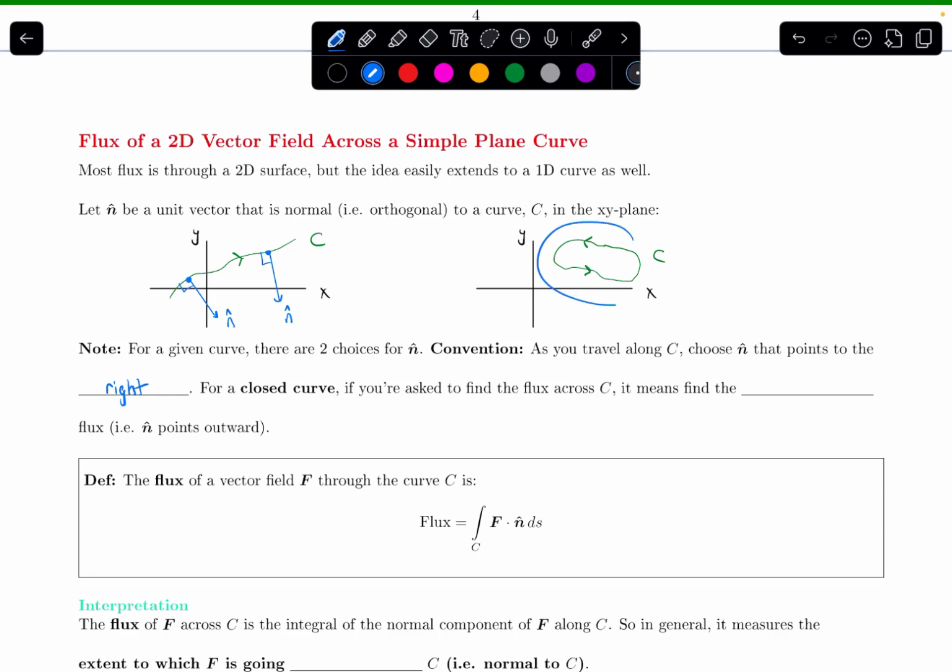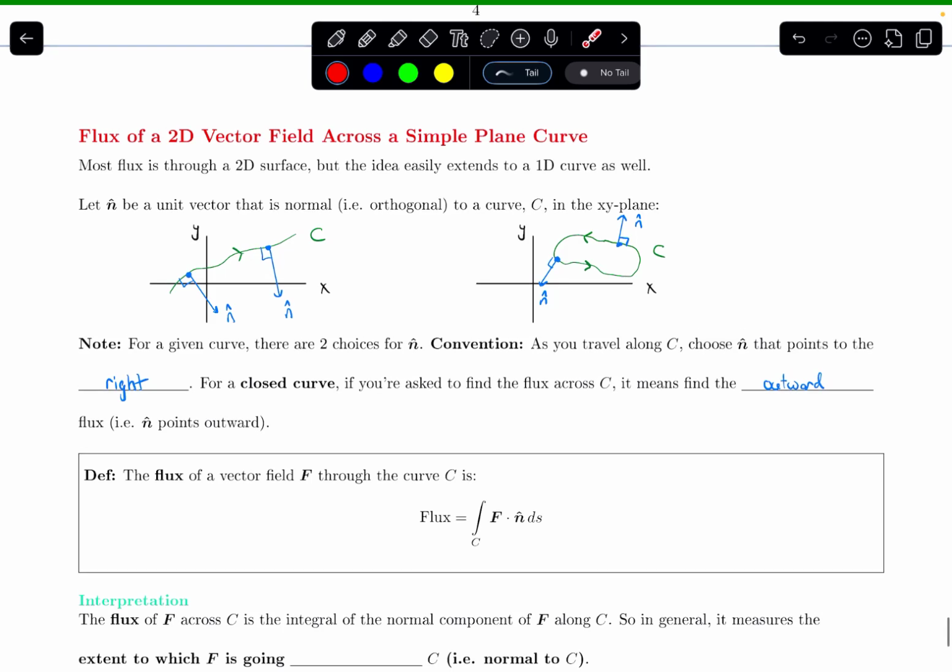Okay, and along my closed curve, if I pick a couple points and draw the normal vectors, maybe at this point my normal vector would point this way, right? That would be to the right as I'm traveling along it. And maybe somewhere over here, if I draw the normal vector, that would be pointing that way. My normal vector, perpendicular to the curve. So when I have a closed curve, notice that these normal vectors point outward. So if we're trying to find the flux across a closed curve, it means we are finding the outward flux, which will represent how much of the fluid is crossing this curve outward.